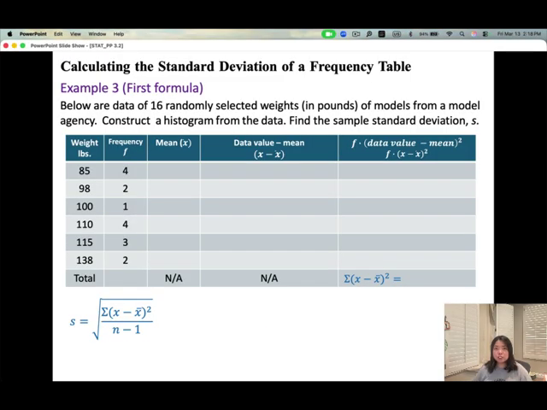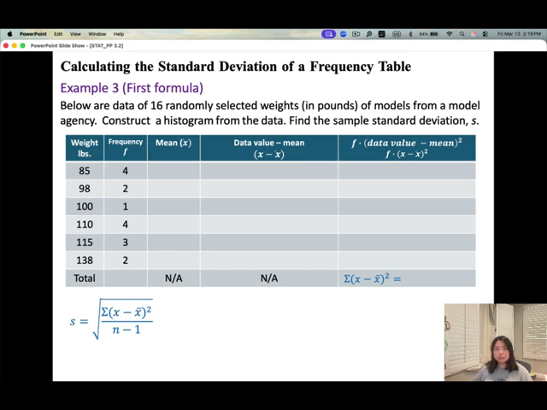Calculating the standard deviation of a frequency table. From session 3.1, we learned how to find the mean and median from a frequency table, and in this session we also want to know how to find the standard deviation of a frequency table. So we'll be using the same example from session 3.1.